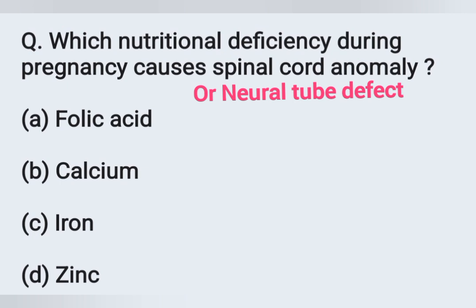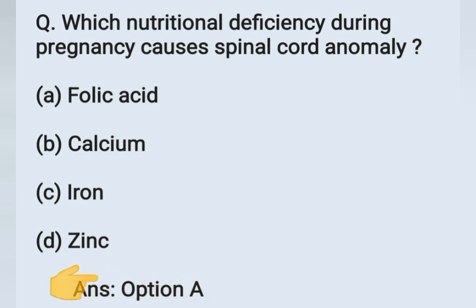Option D, zinc. Our question is, which nutrition deficiency during pregnancy may cause spinal cord anomaly or neural tube defect in babies? It is due to the deficiency of folic acid. Option A is the correct answer.